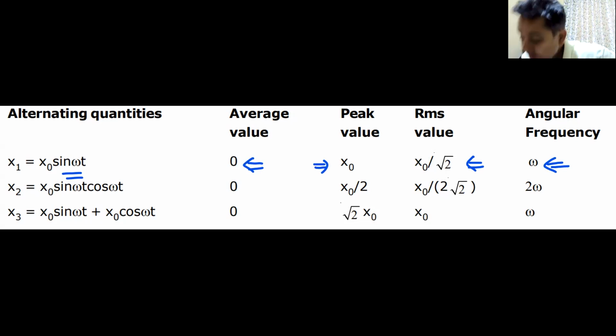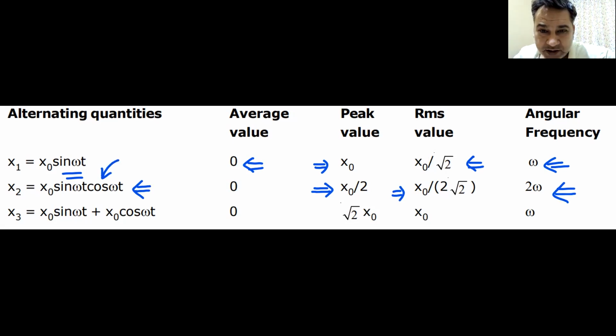Yes, sir. Similarly, if the function is like this, then the peak value is X naught by 2. Remember that, not X naught. The RMS value is X naught by 2 root 2. And the frequency of this is 2 omega. Why is it 2 omega? Because this is sine 2 omega t by 2. Do we understand this? That is why the answer is this.